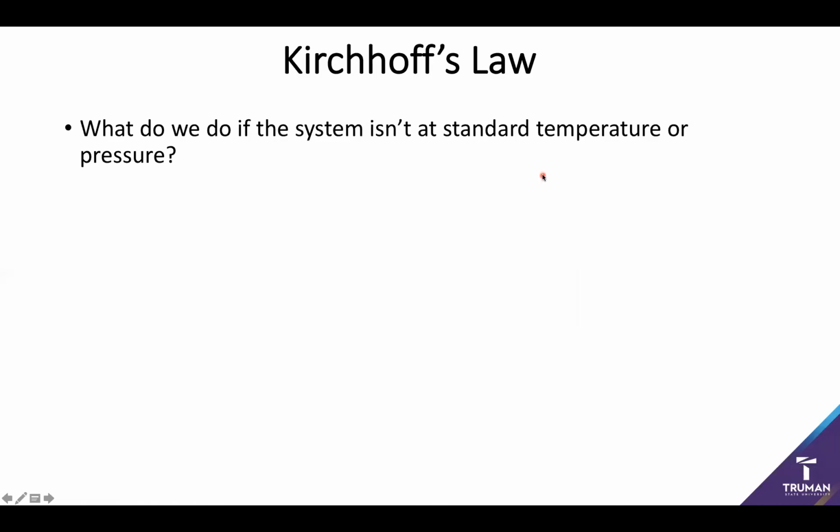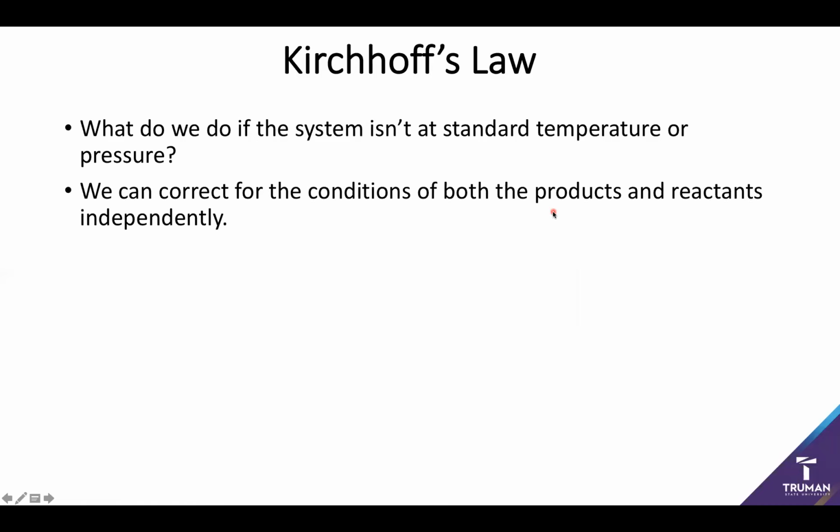And so our way of adjusting for this is essentially going to be trying to correct for the enthalpies of both the products and the reactants independently, and then adding them into our classic enthalpy of reaction equation, where say I have a new set of temperature conditions. I can go ahead and adjust the enthalpy of my products and my reactants for this new temperature independently.